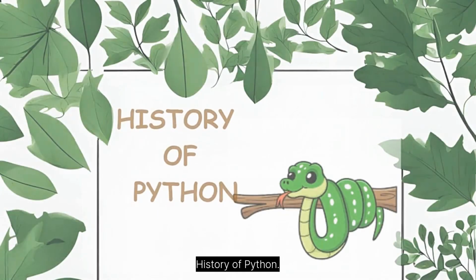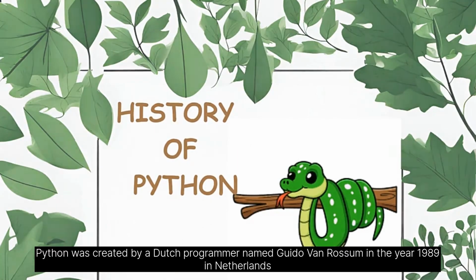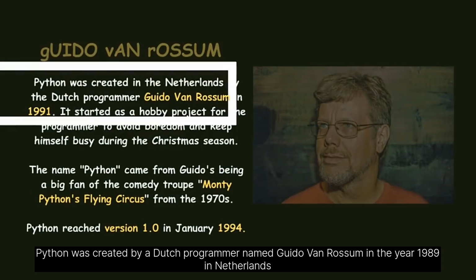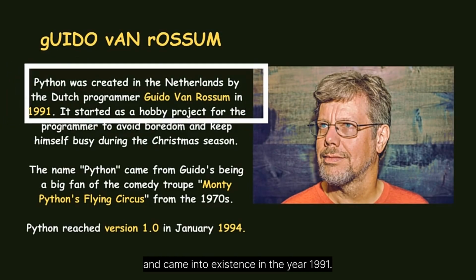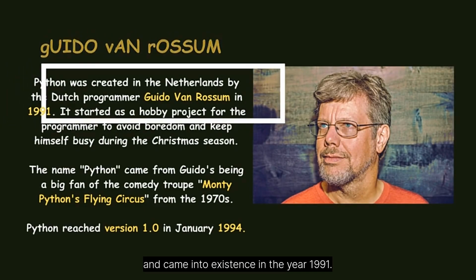Okay, let's get started. History of Python. Python was created by a Dutch programmer named Guido van Rossum in the year 1989 in the Netherlands and came into existence in the year 1991.